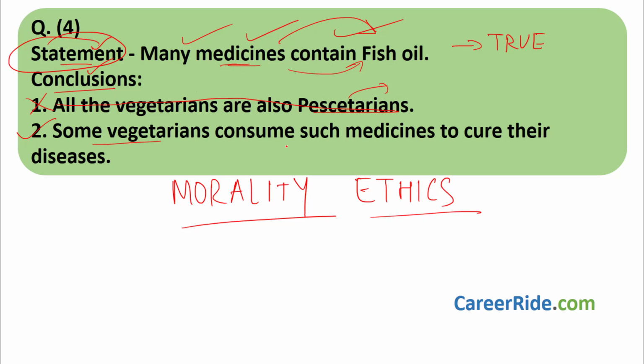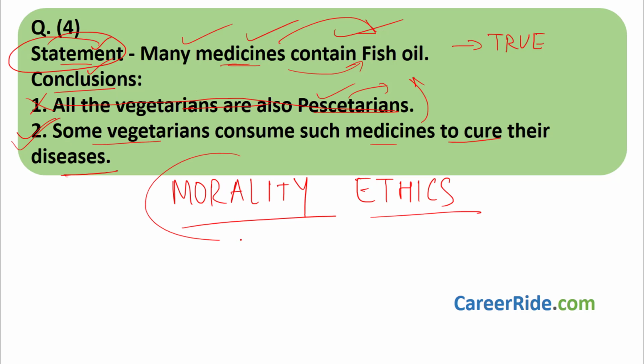So if you are a vegetarian but you have a disease and the cure to that disease lies in a medicine which has fish oil in it, then you will consume it. Some vegetarians consume such medicines only to cure their diseases. They are not eating fish for lunch, dinner and all that. They are not eating fish regularly, so they are not pescatarians. So this is false and this is correct, okay.